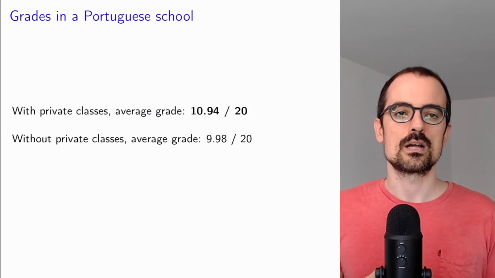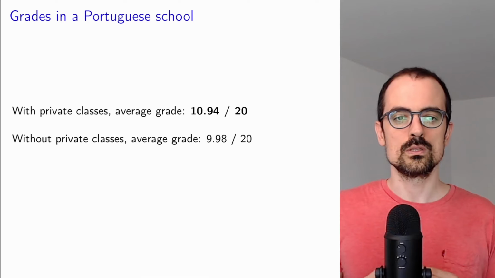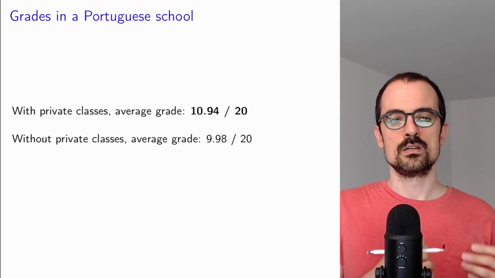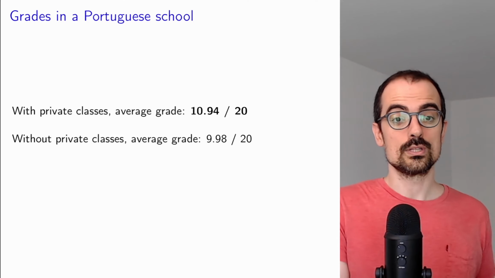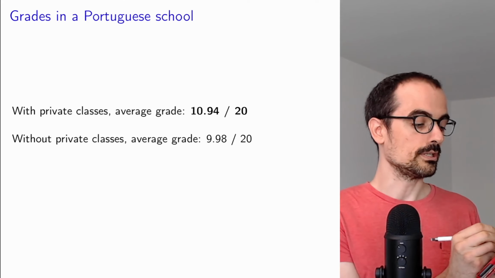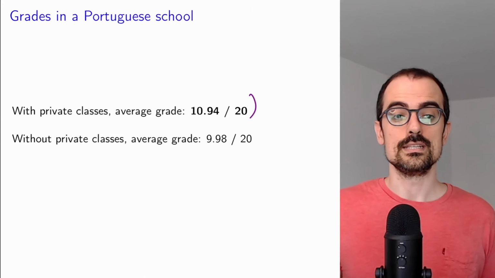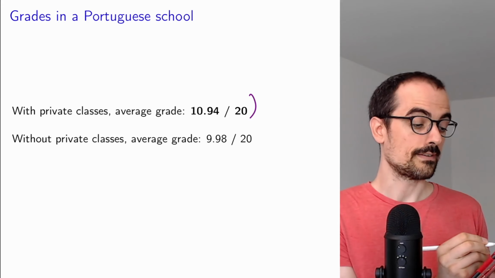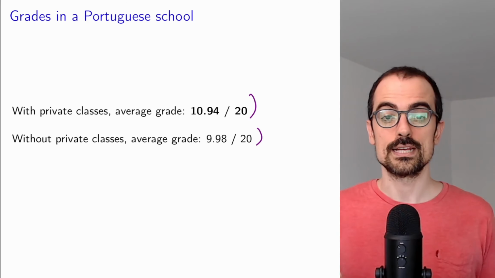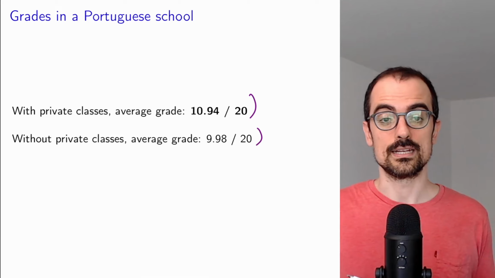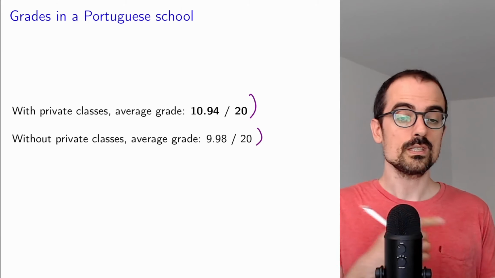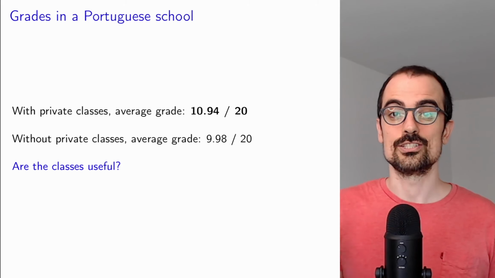So we will see what is going on here. The third example are grades in a Portuguese school where some students receive private classes, and those students have an average grade of 10.94 over 20, and other students do not receive private classes, and those have a lower average grade of just 9.98 over 20. Here the question is, are these classes useful?